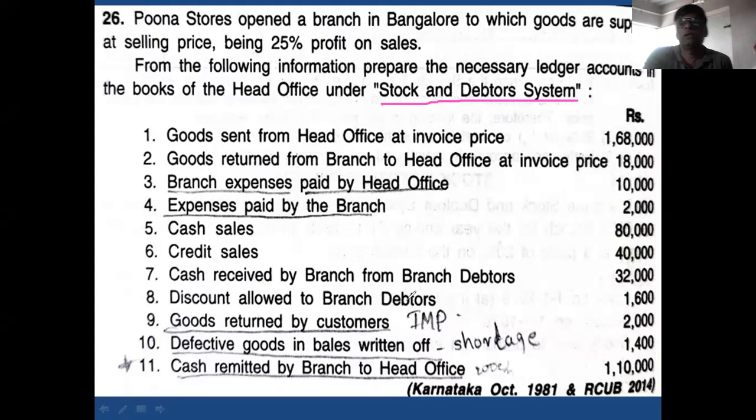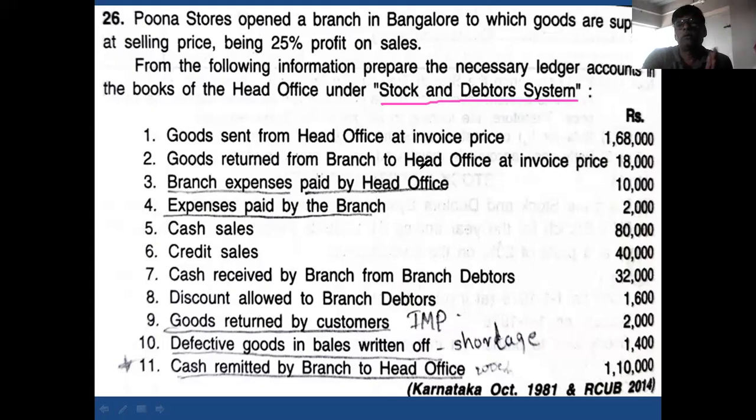In the stock and debtors system, the first account is branch stock account. Second is branch debtors. Third is branch expense. Fourth is branch adjustment account. These are the four accounts essential. And fifth is goods sent to branch account. Okay.